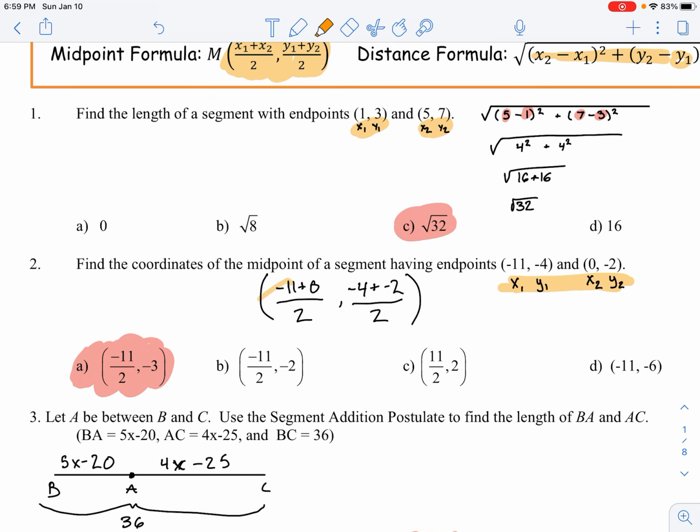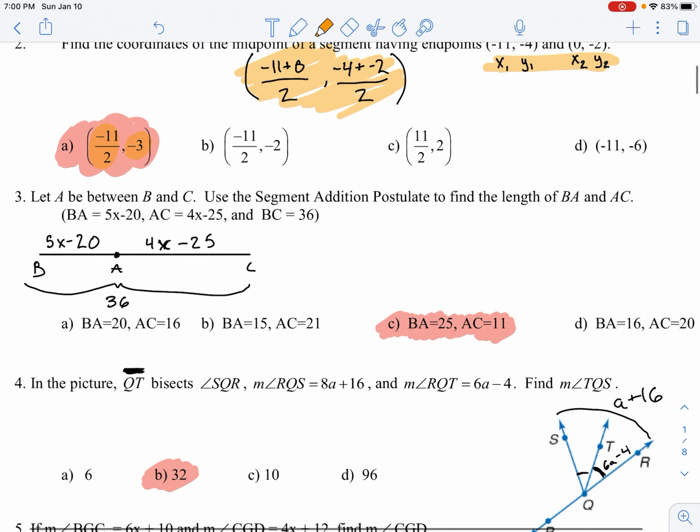So I did set it up with the formula, but negative 11 plus 0 divided by 2, that's a negative 5.5, or as they have in the answer in a fraction form, negative 11 over 2. And negative 4 plus negative 2 is negative 6, divided by 2 is negative 3, so A is my answer for number 2. Let's move on.